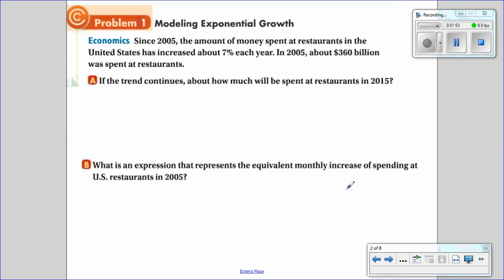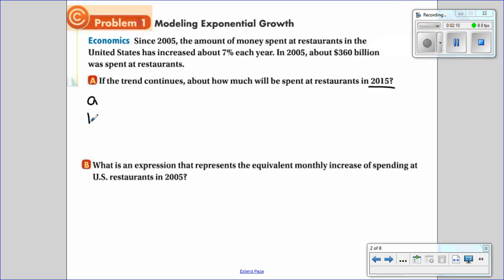All right, so here's our first example. Since 2005, the amount of money spent at restaurants in the United States has increased 7% each year. In 2005, there was about $360 billion spent at restaurants. If that trend continues, how much will be spent by 2015?